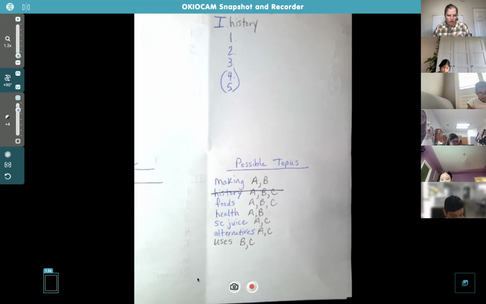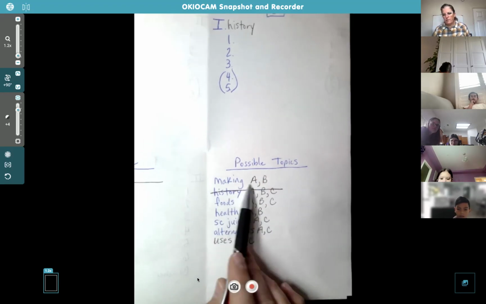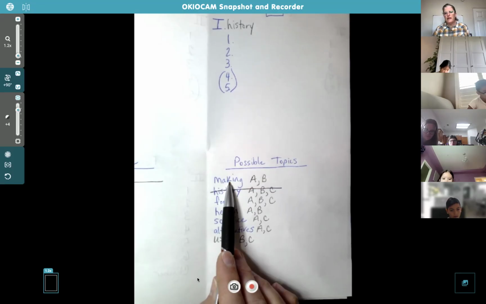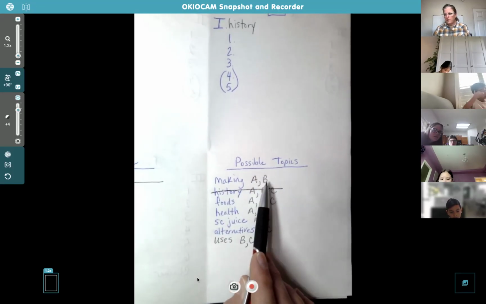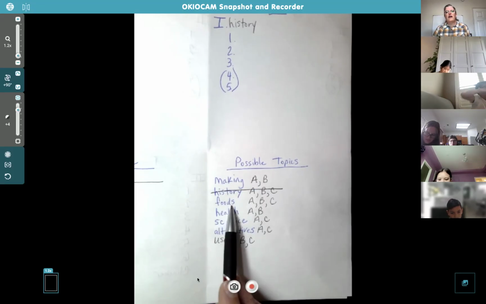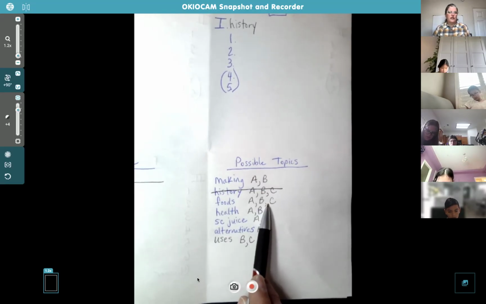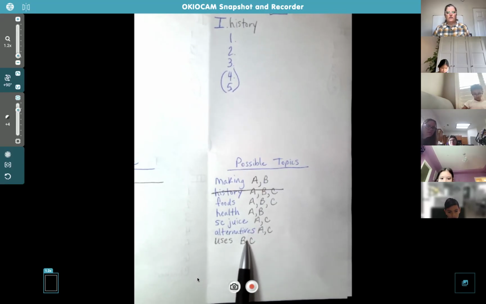Now, you have some other choices for your second paragraph. This is where I'm going to let you choose what you want your second paragraph to be about. Now, it's a little tricky because some topics only are found in 2 different articles. Like the making of sugar is in A and B only. Foods has A, B, and C. So this one would be an easy one to do for your second paragraph. These others only have 2 articles that address these topics. So health is in article A and B.